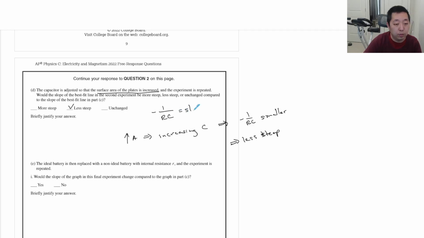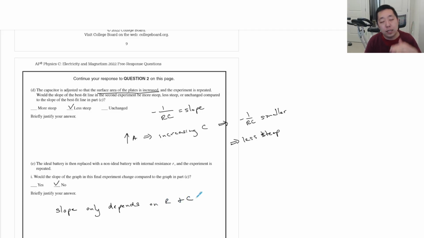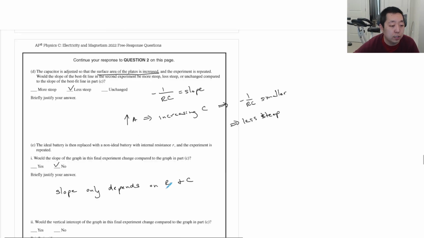Right, so this is our slope value. The ideal battery is then replaced with a non-ideal battery with internal resistance R, and the experiment is repeated. Will the slope of the graph of the final experiment change compared to the graph in part C? No, because the slope only depends on R and C. What would change is the initial voltage that you would plot on the graph, and the numbers might be different, but the actual slope of the line is not going to change.